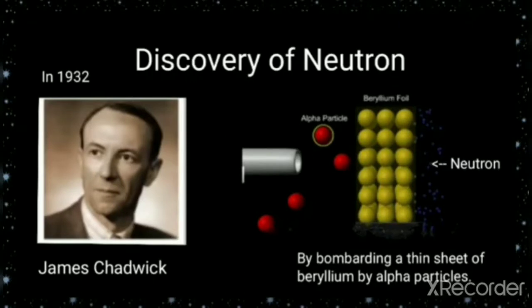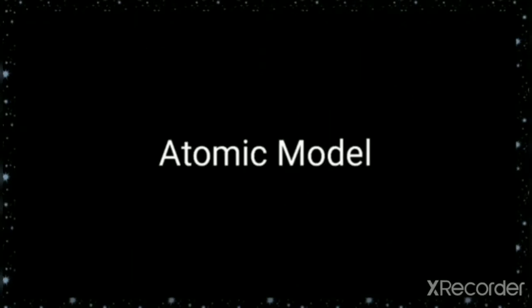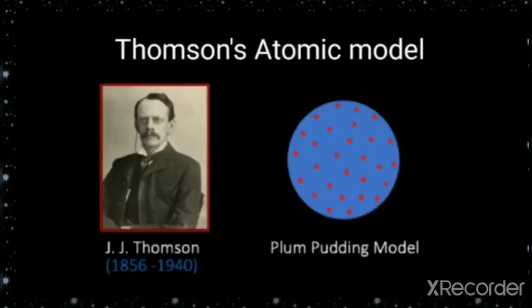So, after the discovery of electron, proton and neutron, it was necessary to find out how these particles are arranged in an atom. So, different atomic models were proposed. And you are familiar with these models, that is, the Thomson atomic model, which was proposed by Thomson and which is called the plum pudding model.